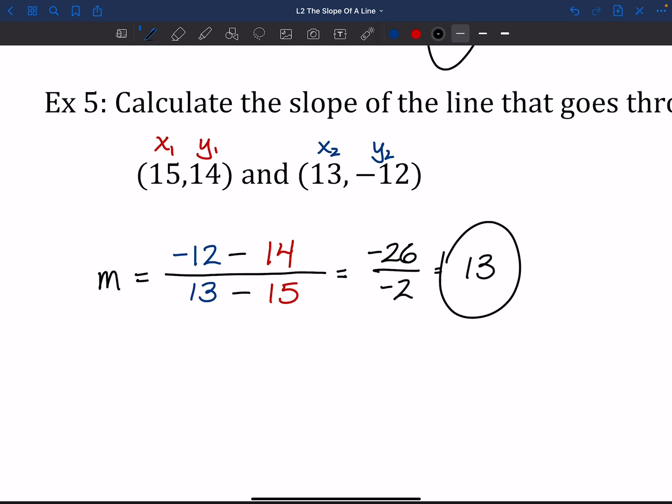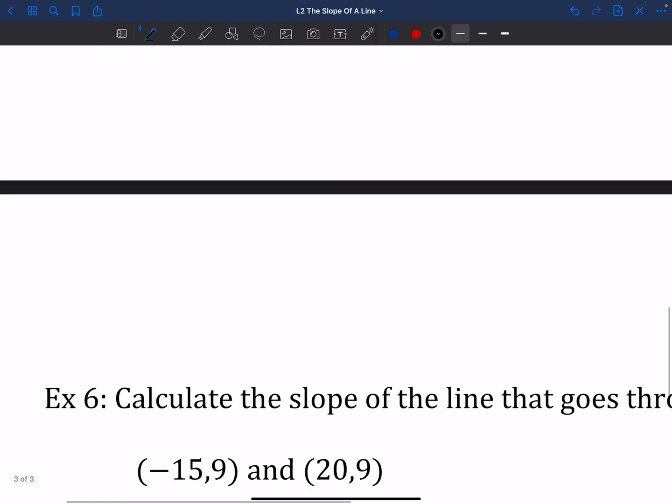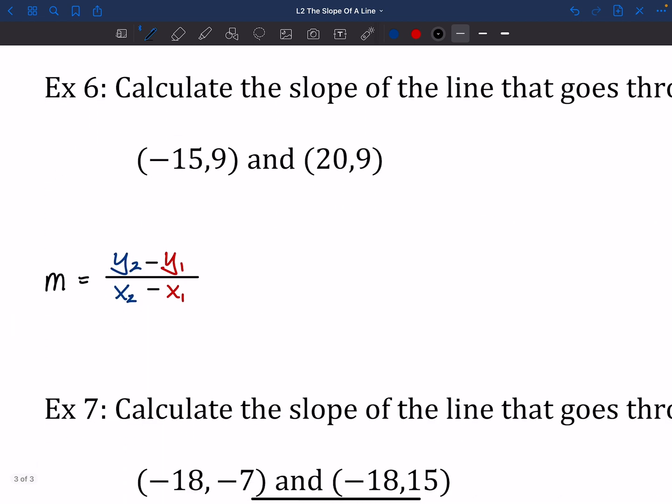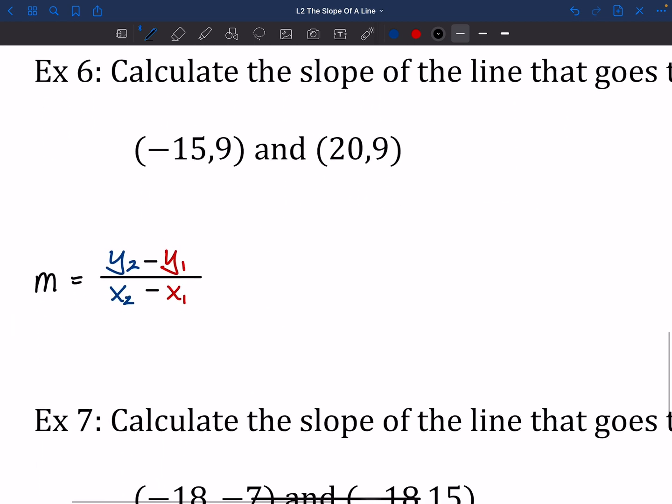So hopefully this doesn't seem like the absolute worst thing we've ever done, right? Let's take a look at a couple more. So on this one, I already took the liberty of copying down the slope formula again. So if you want to copy it down as it is, just to have it on this side of the page, it's right there for you. What I'm going to do is I'm just going to label these points again. x1, y1, and then x2, y2. All right, let's see where it goes.